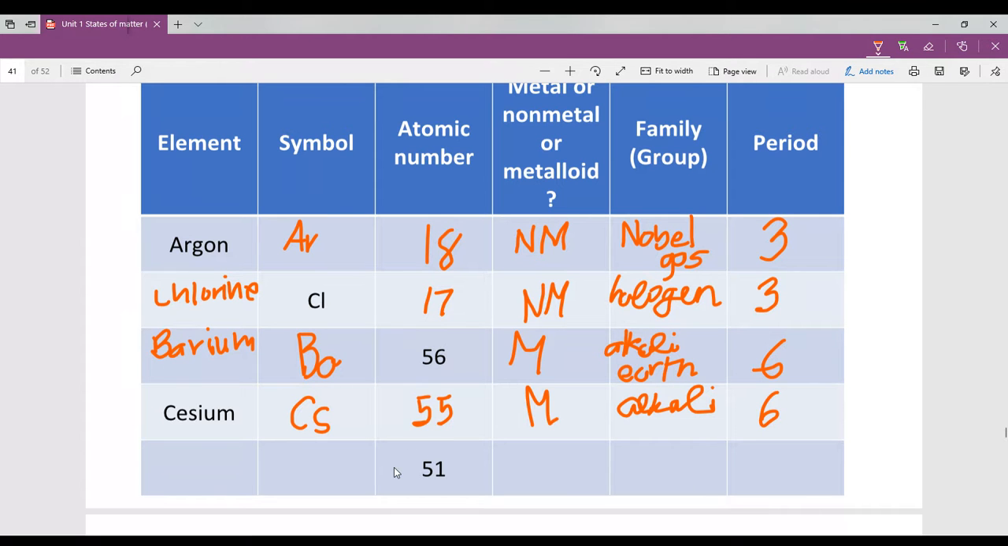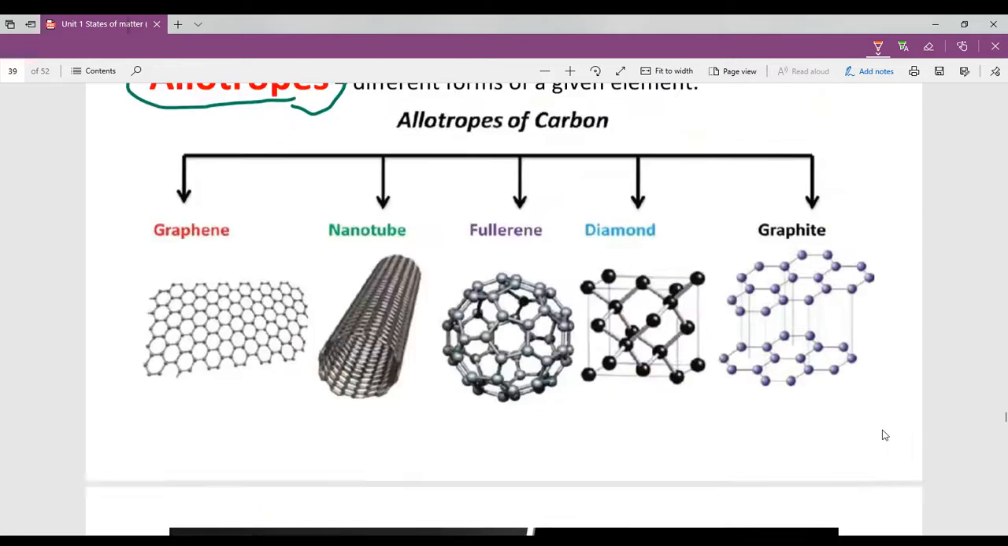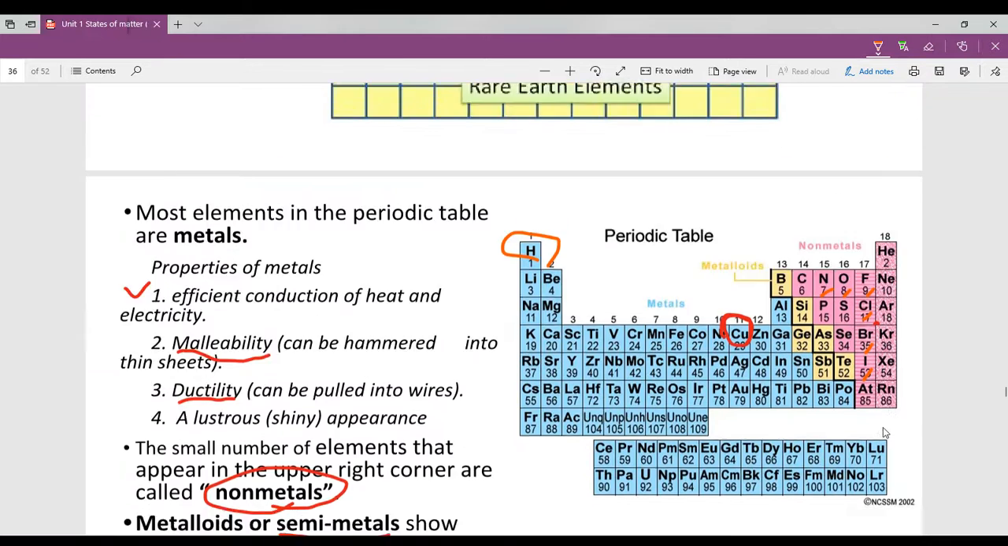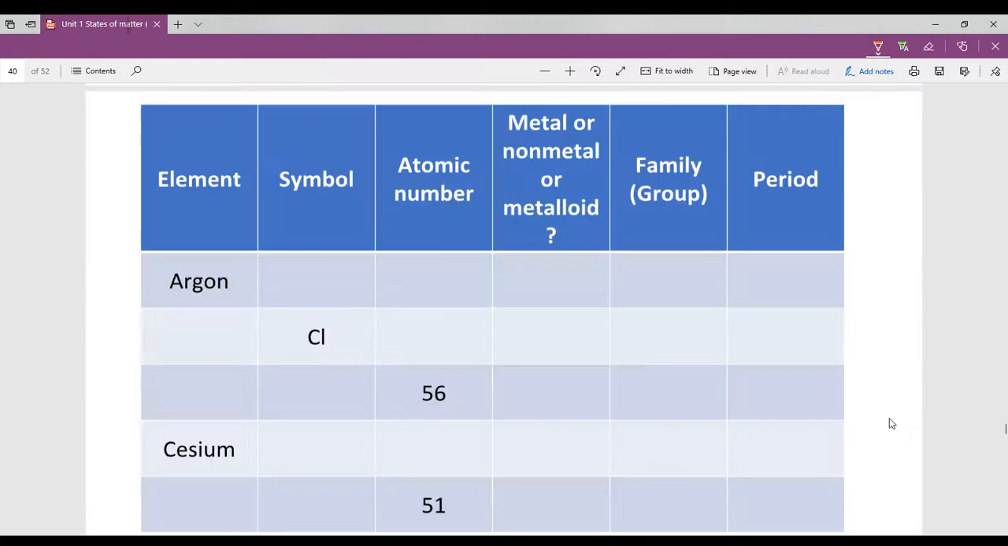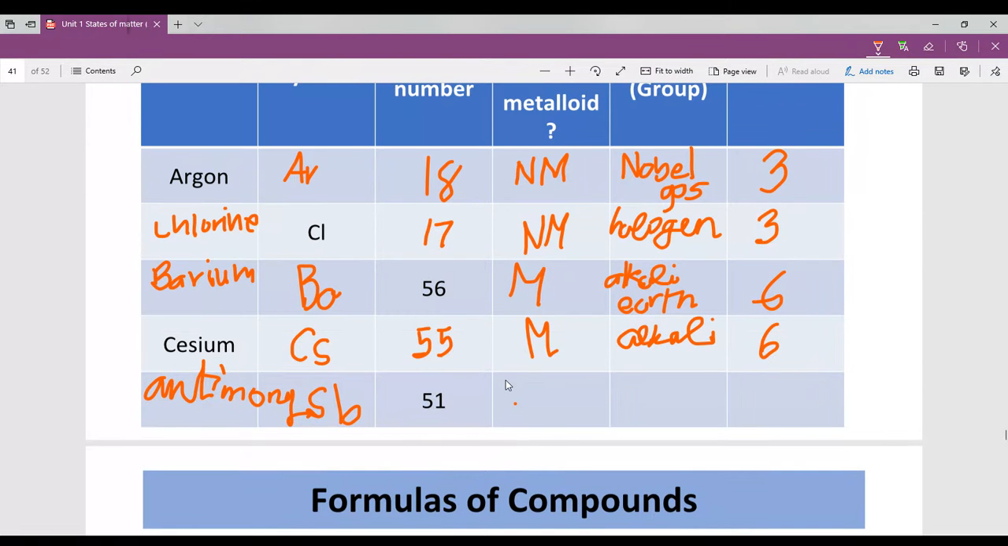Okay, and let's see, 51. What is 51? Is Sb. Oh, antimony. Oh my goodness. I got this. Antimony. Okay, so it is also, what is antimony? Let's take a look. Okay, metalloid. You can see it's right here. Okay, it's metalloid. Oh, how do I do this?